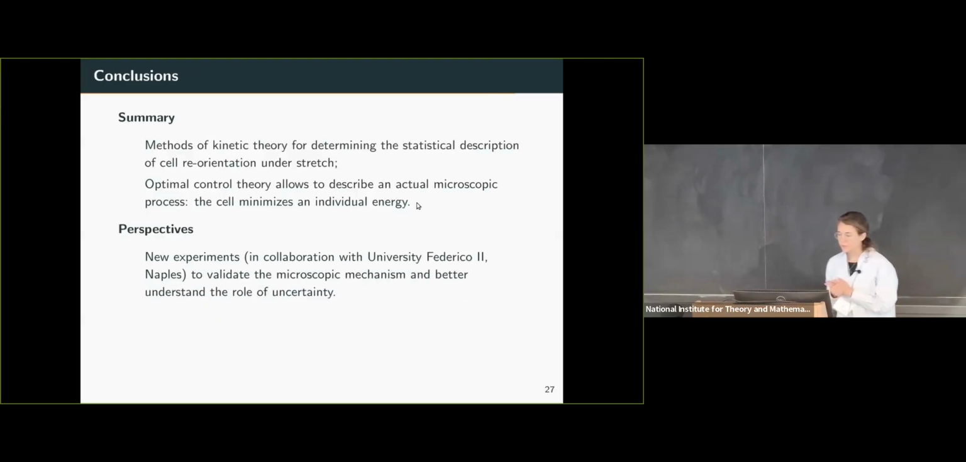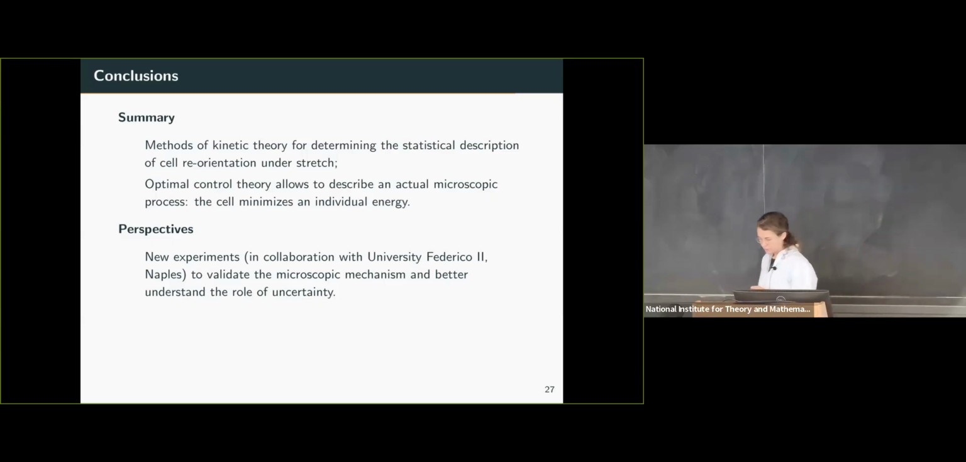So what have we seen? We have seen how very classical methods of kinetic theory for determining the statistical description can be used, in particular for describing the phenomenon of cell reorientation under stretch. And we have seen that, in particular, optimal control theory allows us to describe an actual microscopic process, because the cell minimizes a mechanical elastic energy, but it actually minimizes it at the level of the individual cell.